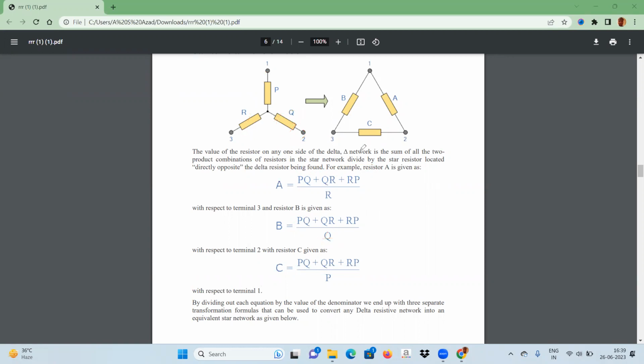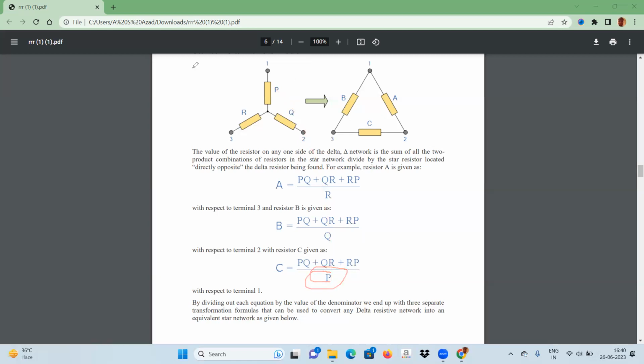Now similarly you can calculate C here. C will be the same, P into Q, Q into R, R into P. This all will be the same, but the denominator component will change according to which component is required. If you want to calculate C, then the most opposite component to C will be P here. Then this P will be here.